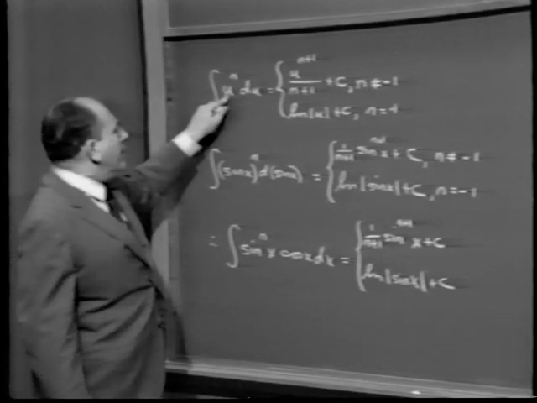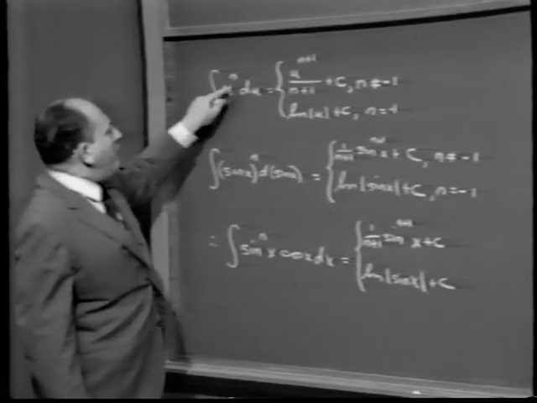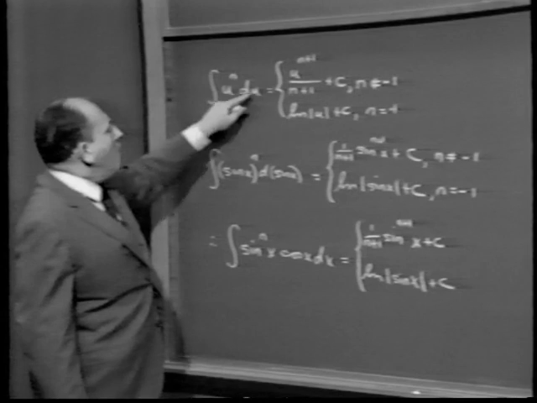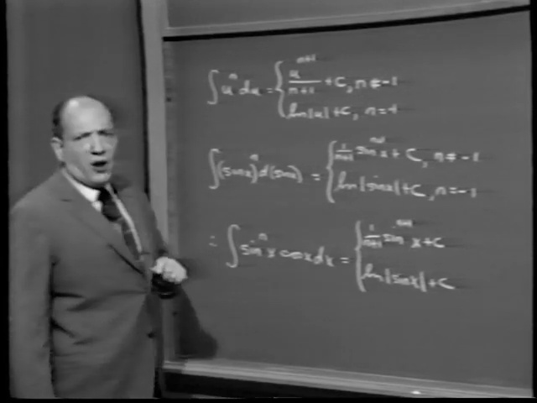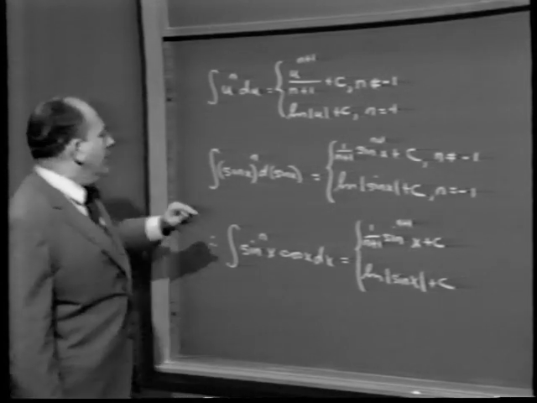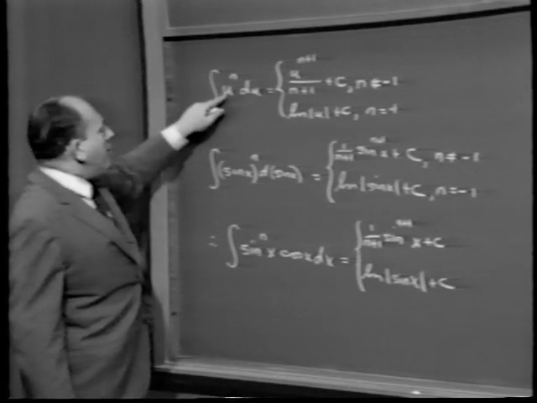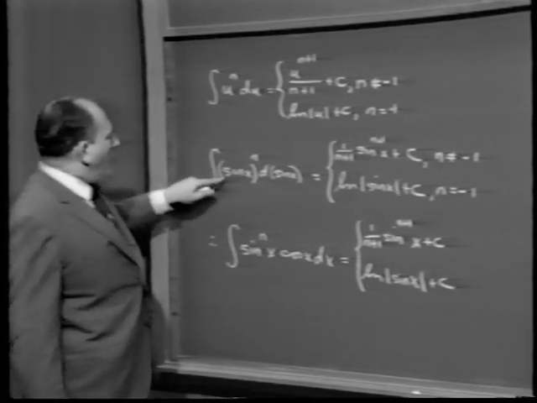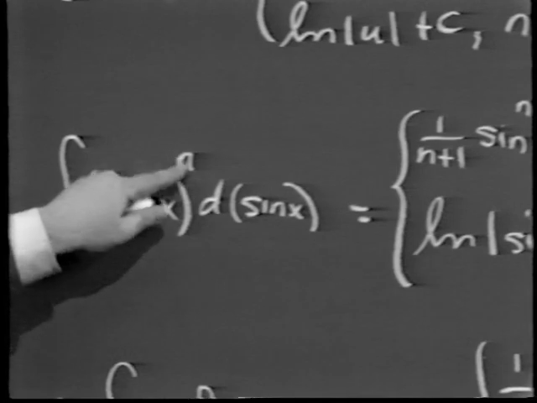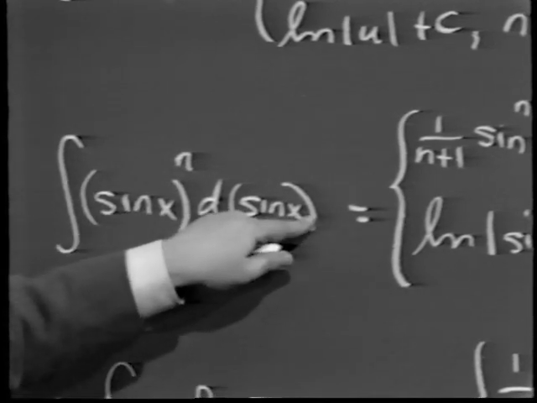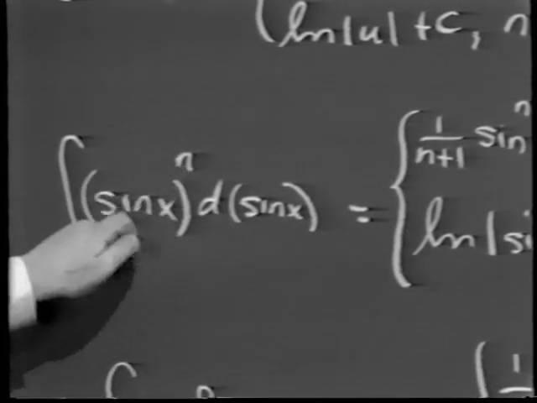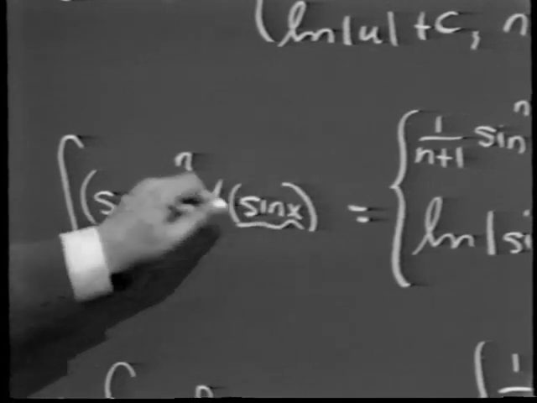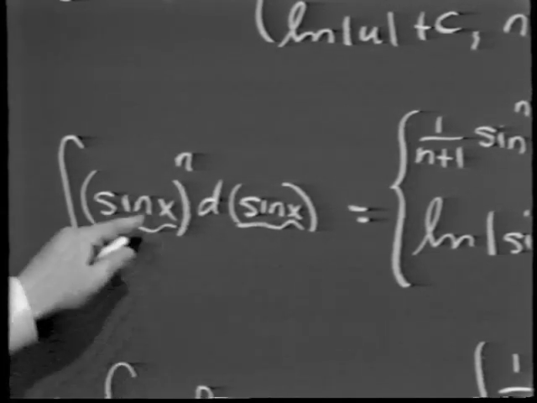What is important is that whatever is being raised to the nth power inside the integrand must be precisely the thing that's following the d over here. For example, instead of u, suppose I used sine x over here. In other words, suppose I had sine x to the nth power, d sine x. See, what's being raised to the nth power is the same thing as what's following the d. That's all I really care about.